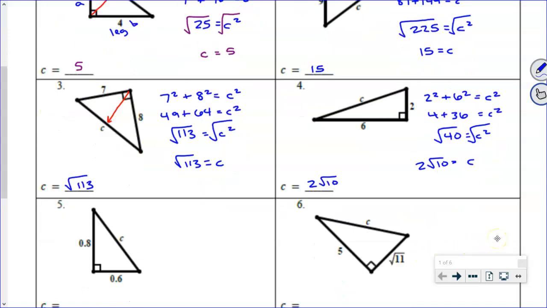Because, and here's the work that I did not show, the square root of 40 can be written as the square root of 4 times 10, which can be written as the square root of 4 times the square root of 10. And the square root of 4 is 2. So we have 2 times the square root of 10, or simply 2 square roots of 10.